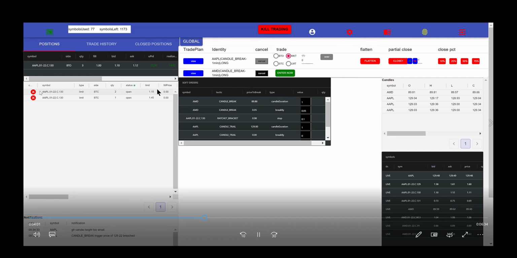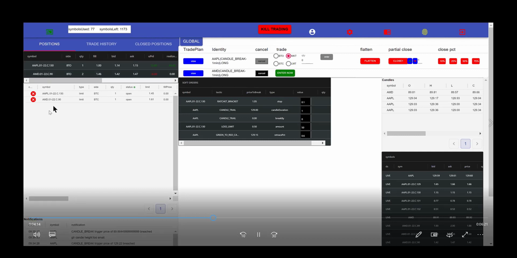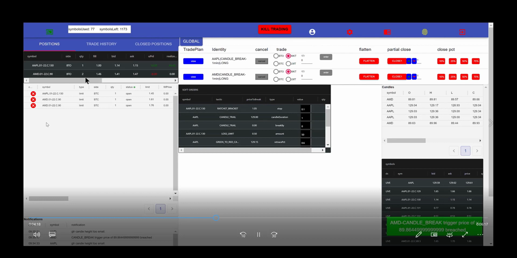So he sold 2 and has locked in a $14 profit. I think he just sold another 2. So now he's locked in $44, and AMD just got filled. So AMD got filled for 2 contracts at 146.